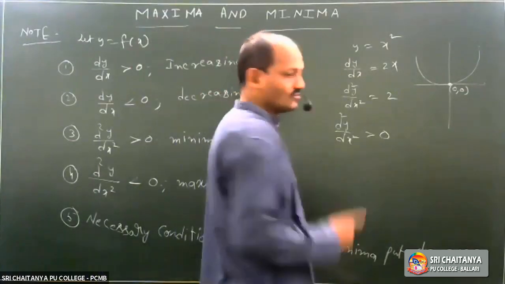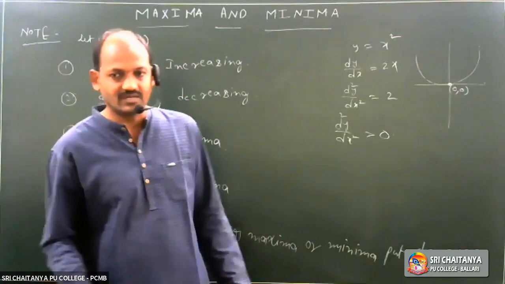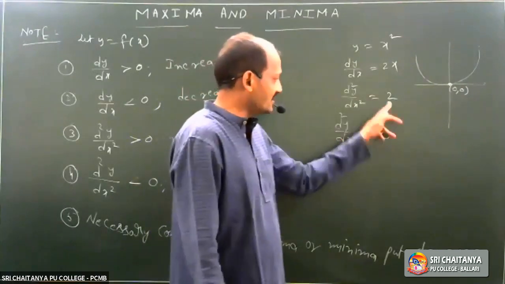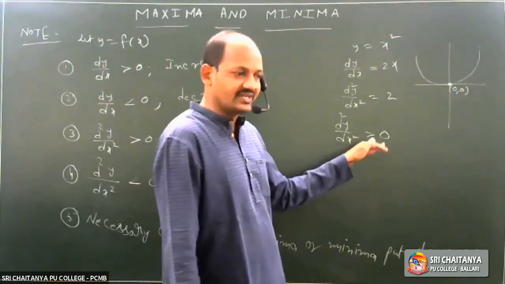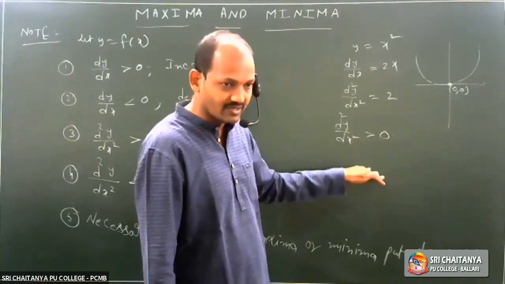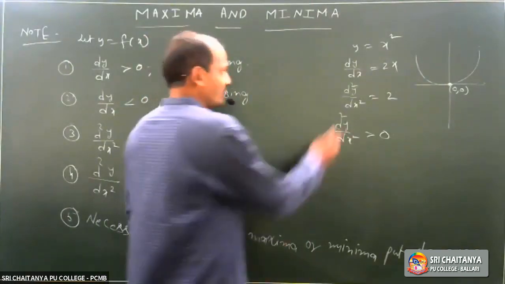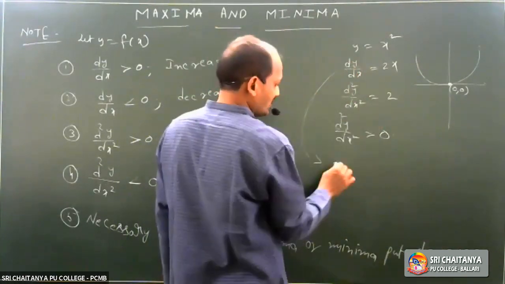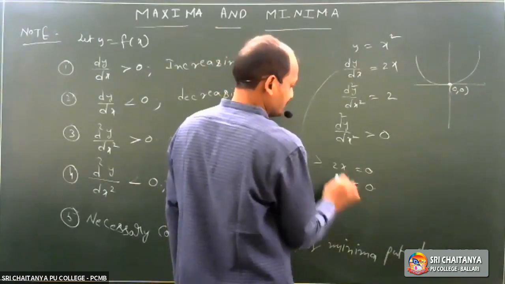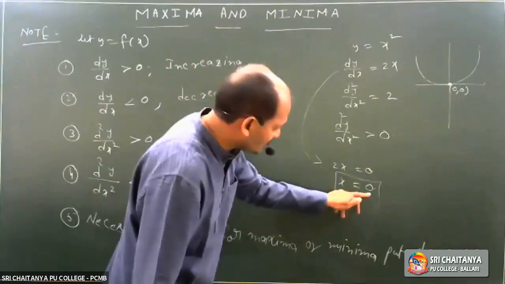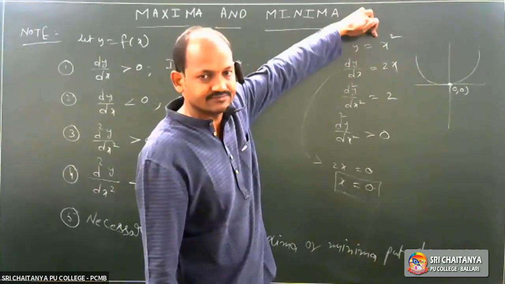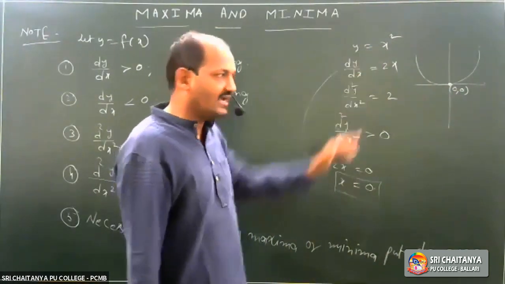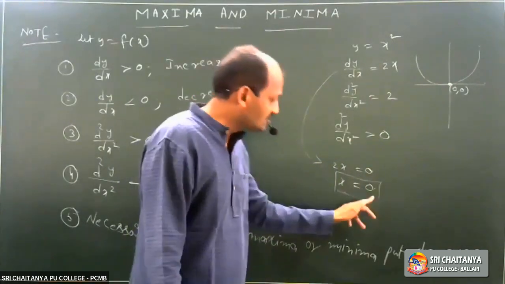Next. The necessary condition for maxima or minima is to consider first derivative equal to 0. The second derivative alone decides whether it is a minima or maximum. Second derivative positive means minima, negative means maximum. Here the second derivative is positive, so it has a minima. Then how to find the minimum value? The necessary condition, first derivative equal to 0, that is 2x equal to 0. We get x value 0. That x equal to 0, substitute in the given function. If x is equal to 0, y value is 0.